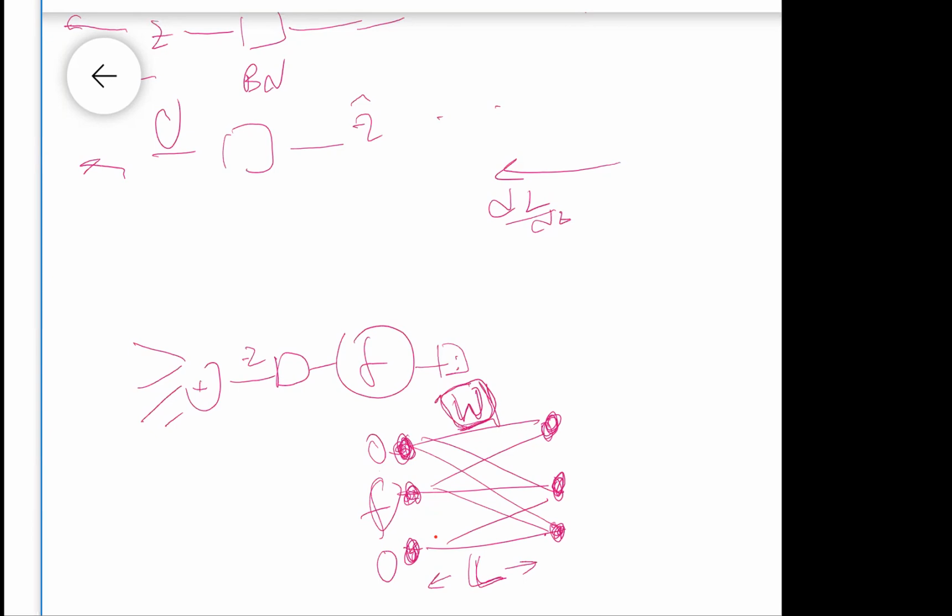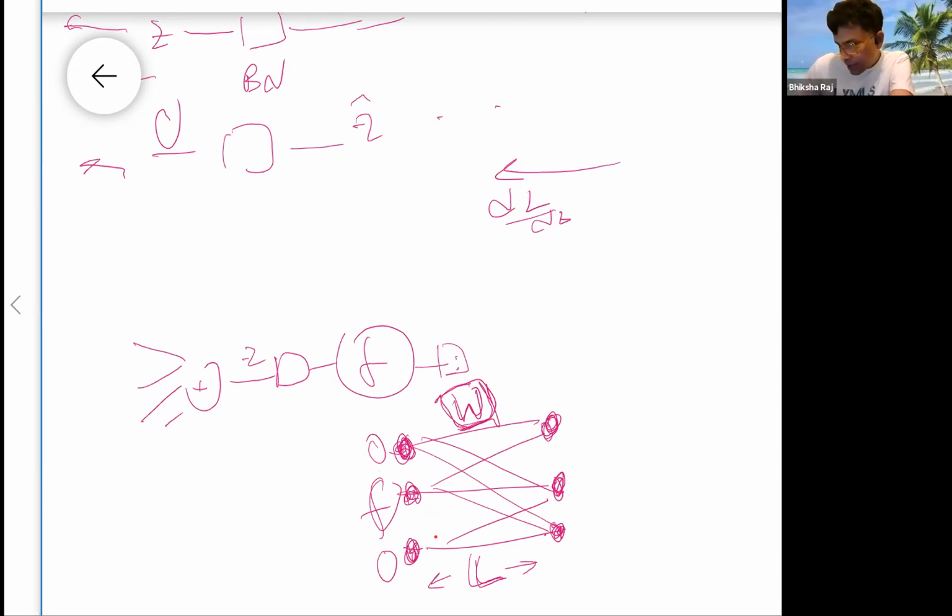All right, got it. Thank you. It's just a linear transform, right?